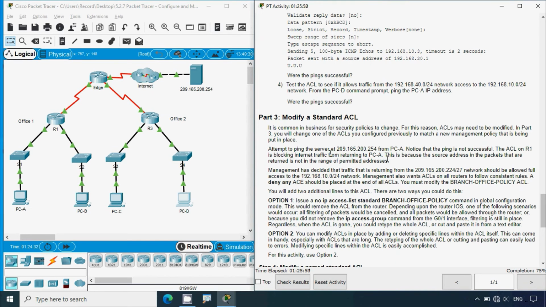Now, attempt to ping the server at 209.165.200.254 from PC-A. Notice that the ping is not successful. The ACL on R1 is blocking internet traffic from returning to PC-A. This is because the source address in the packets that are returned is not in the range of permitted addresses.